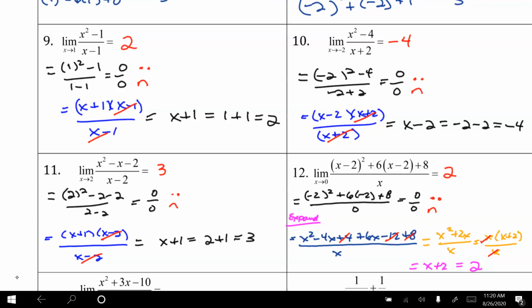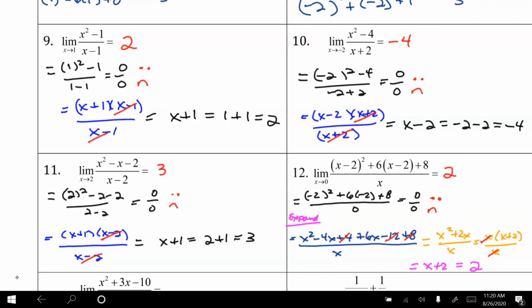When you get it down to x plus 1 or x minus 2, you're not solving for x. Remember, limits are solving for y. These are all y values. So once you get it down to a simplified form, you're going back in and plugging in whatever value of x was given to you.